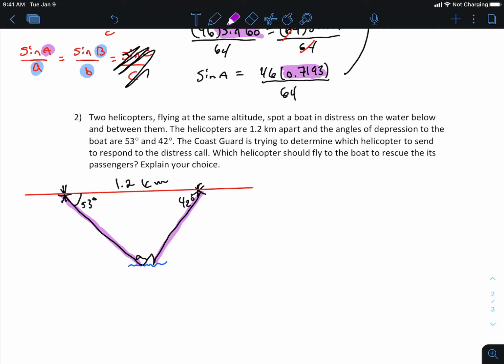But also at that point, there's two helicopters there. Why don't they both just both go? Well, we'll see. We've got to practice sine law. That's what it's going to be.